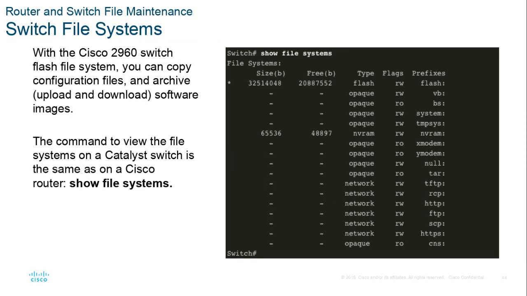On the Cisco 2960 switch, which is the one we use in our laboratory, I can copy files, I can upload and download files to back them up, and I can type the command exactly the same as on the router, show file systems, and see what's in a switch. Now what's in the switch? It's a little bit more simplistic. We have our NVRAM, which contains the startup configuration, and then we have our flash memory, which contains the IOS file for the switch. That's the one that's decompressed out of slow flash memory into fast RAM memory and executed from RAM for much better system performance.